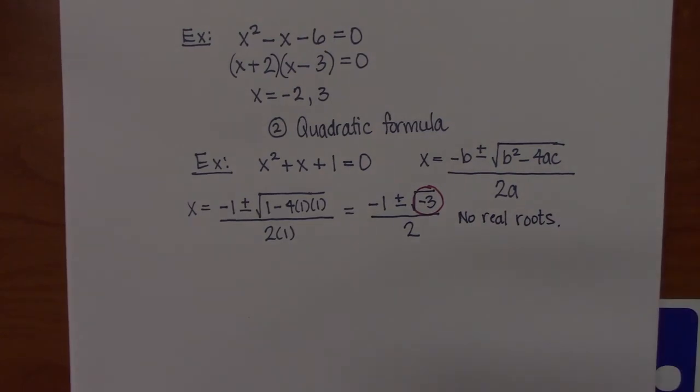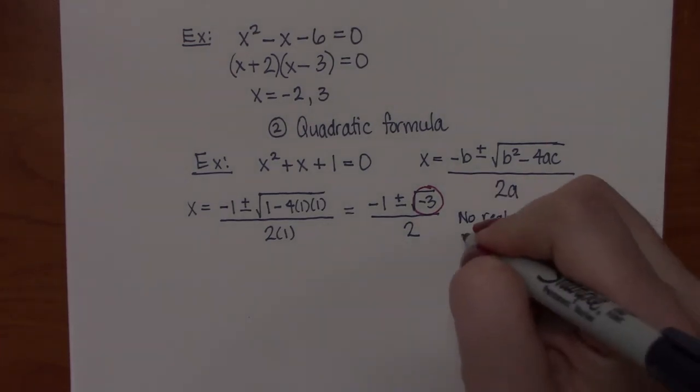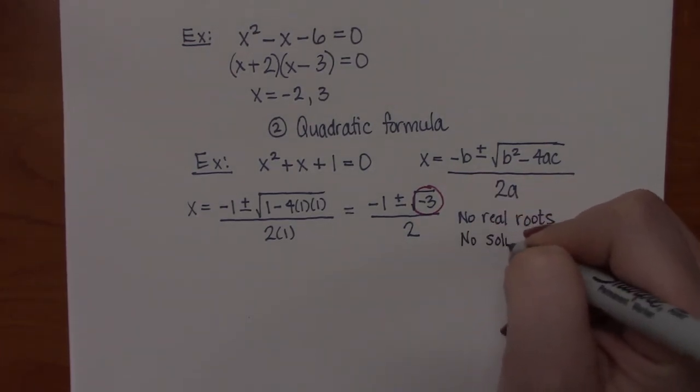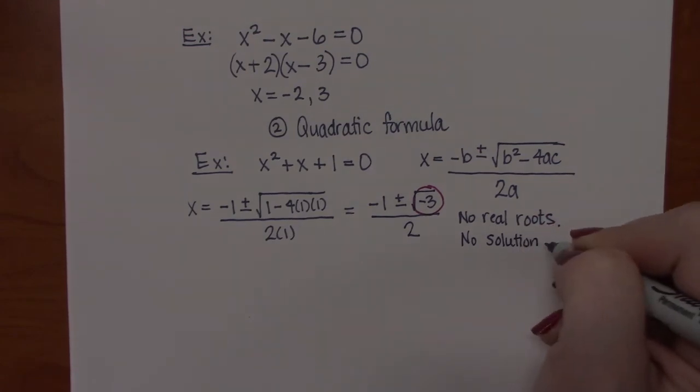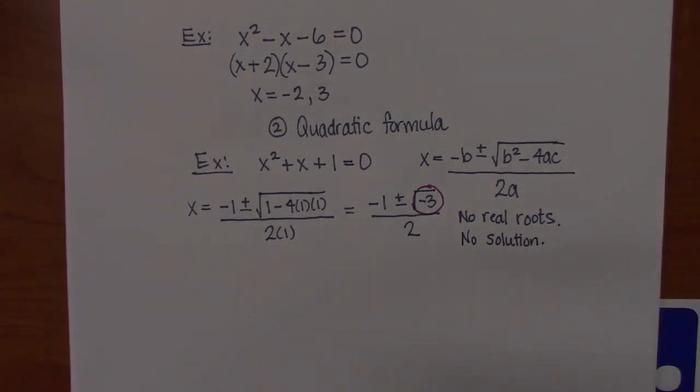Well, since you can't have a negative under a radical, there are no real roots to this equation. Another way to say it is there's no solution. There are no values of x you can plug into this equation that will ever come out 0. So this thing's never going to touch the x-axis.